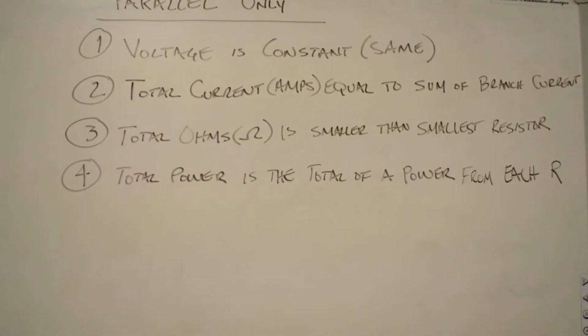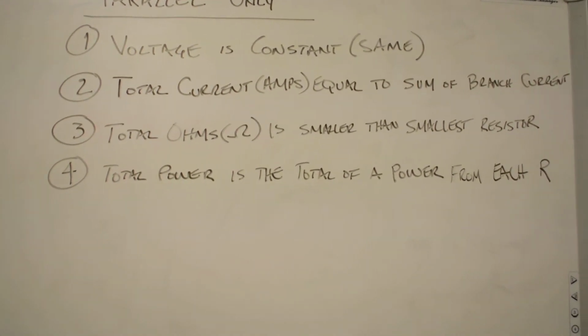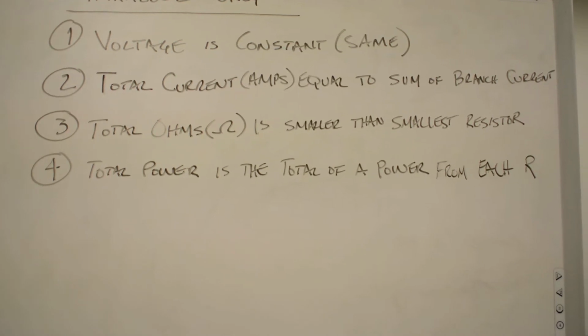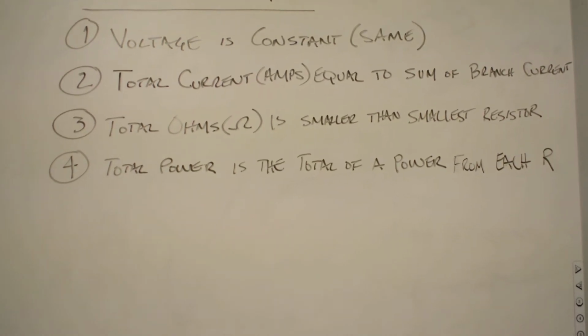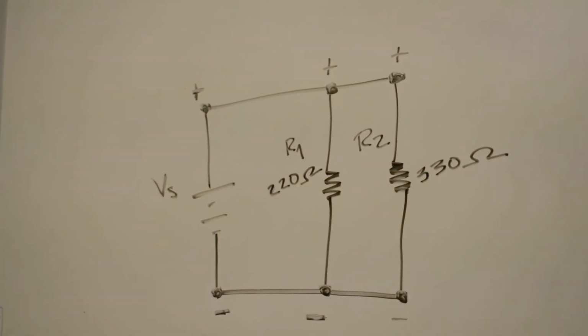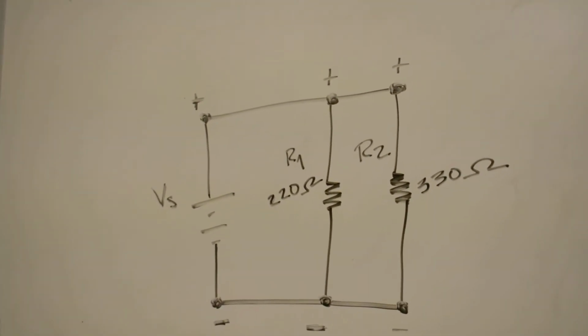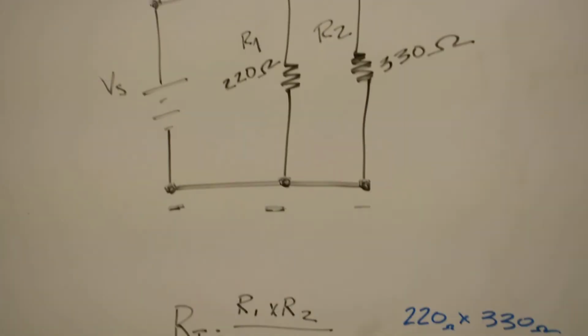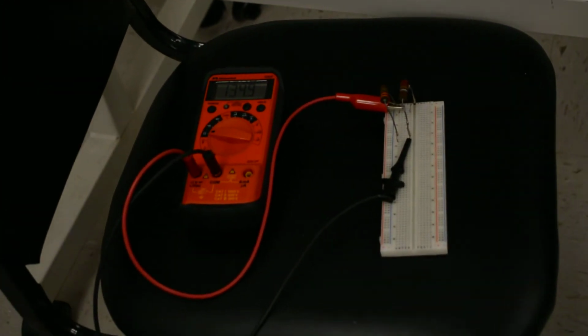And the last thing is total power is the total of the power from each resistor, in this case, or from each component. So let's take a look at what I'm talking about. There's a schematic drawing of what we look at. And we said total resistance is smaller than the smallest resistor. So let's take a look at my circuit here.